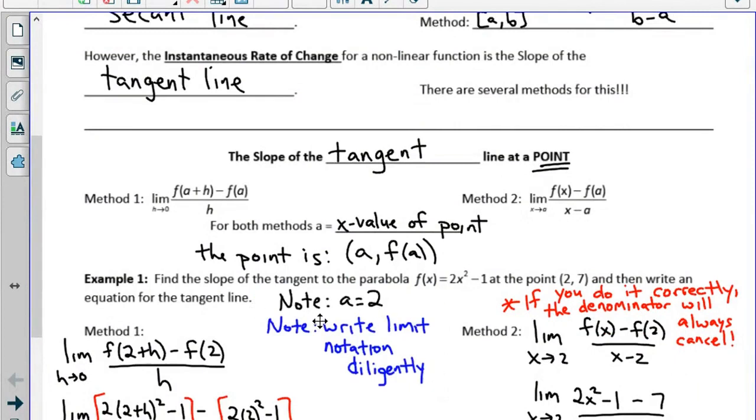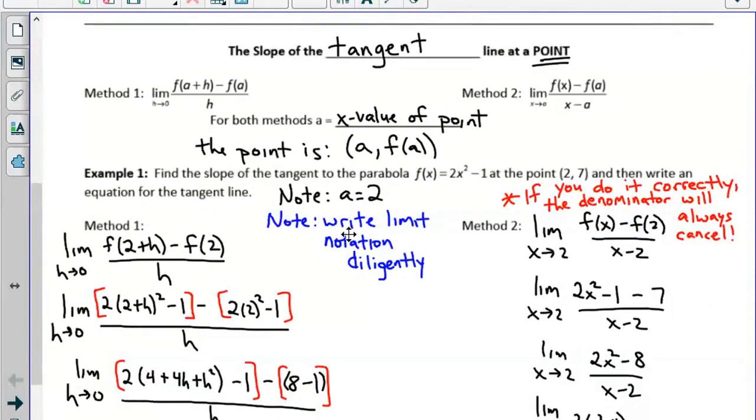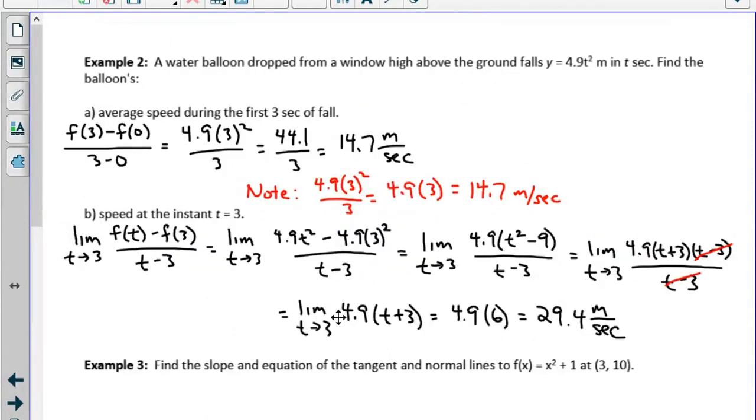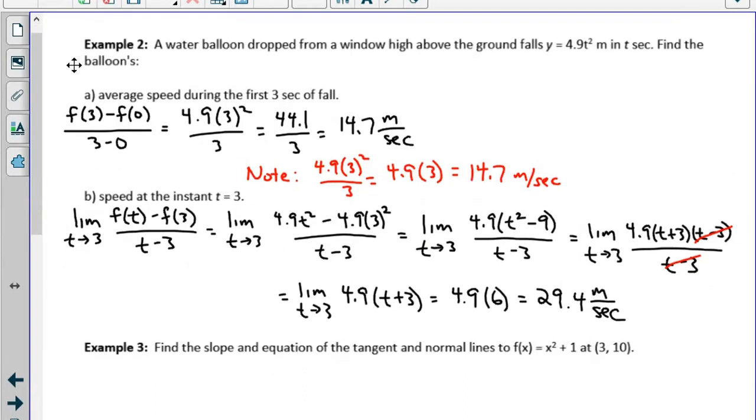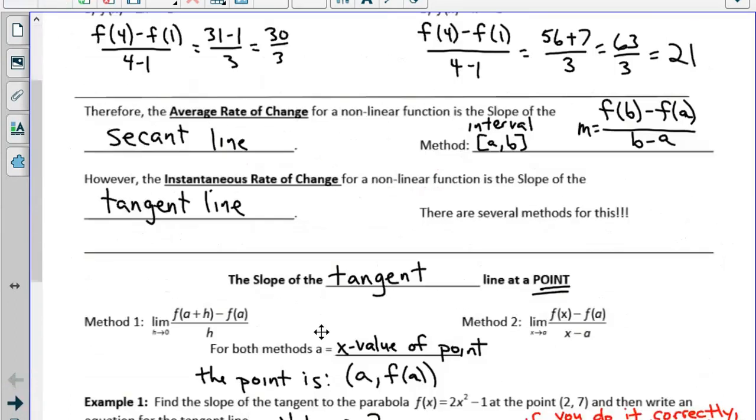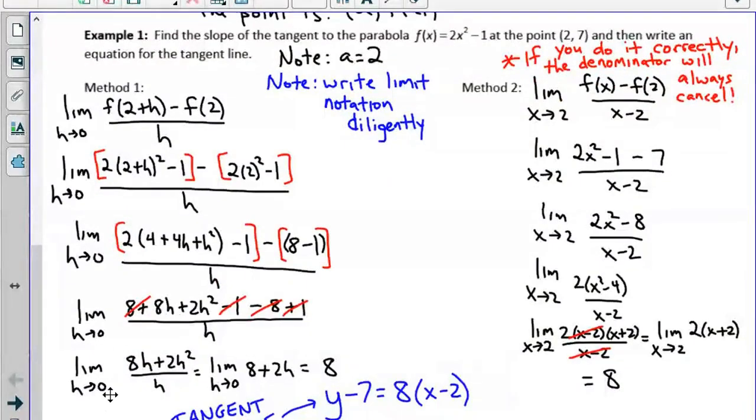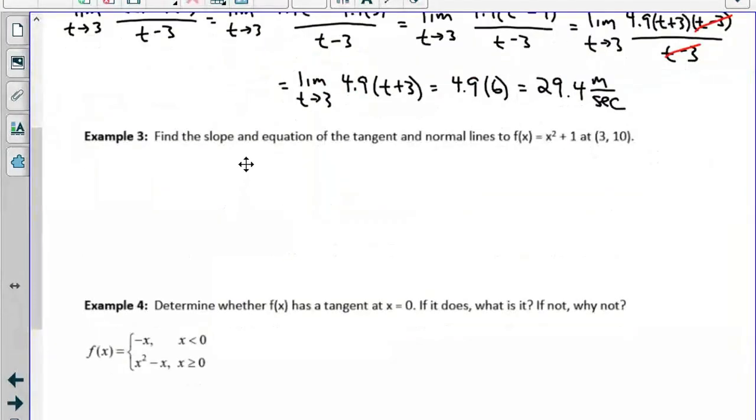I forgot to slide this off. So notice in example 1, a was equal to 2, and you have to write the limit notation very diligently. Notice I keep the limit until I actually substitute the 3 in. Just like earlier, I was keeping the limit around until I substituted the 0 in, and I kept the limit around until I substituted the 2 in. So that's just something to keep in mind.